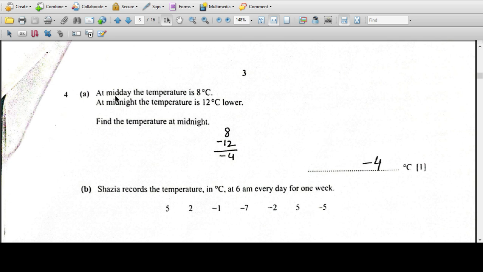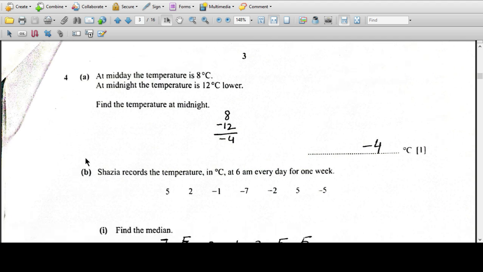Question number 4, at midday the temperature is 8 Celsius. At midnight the temperature is 12 degrees Celsius lower than this one. So we will subtract this 12 degrees Celsius from this 8, and the temperature at midnight is -4.